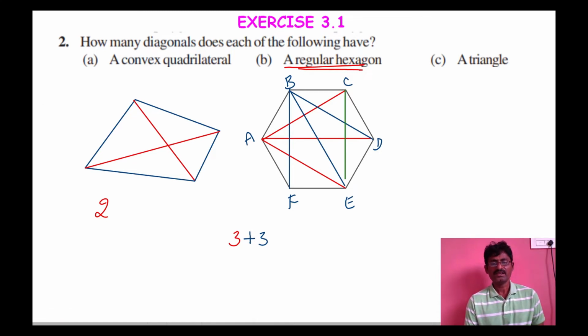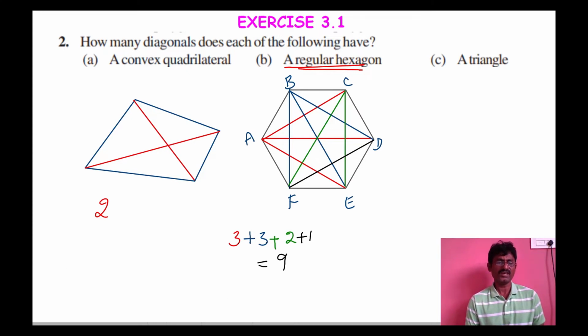Now let us start from C and draw the diagonals. From C, CE, CF. If you try to draw CA, it's already there, so you need not draw again. So we have 2 diagonals from C. Let us draw from D. So DA, it's already there. DB already there. DF, okay, so DF. So we have 1. So in total we have 3 plus 3 plus 2 plus 1. That means 9 diagonals we have.